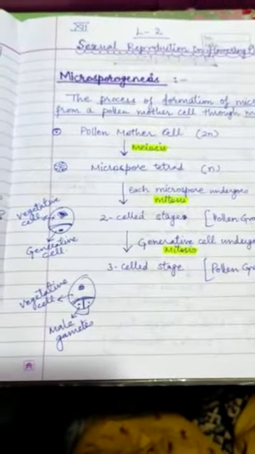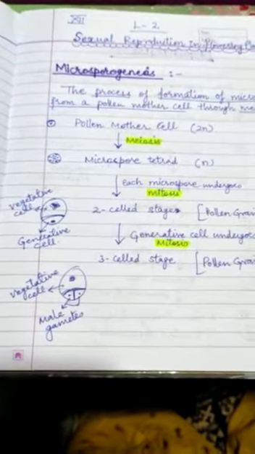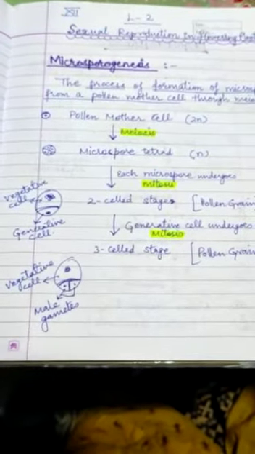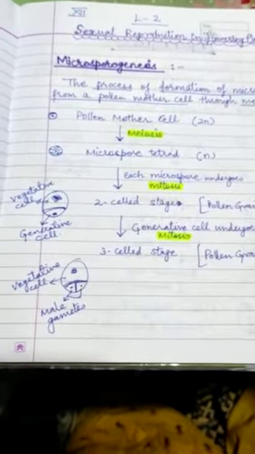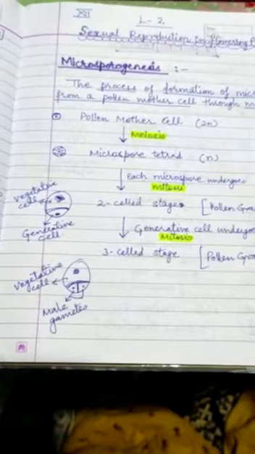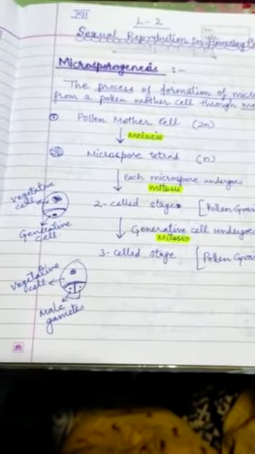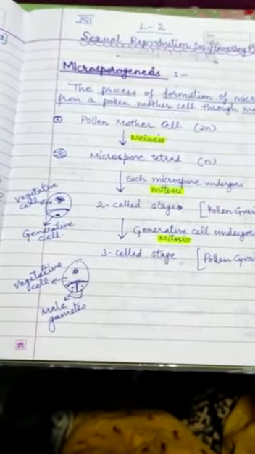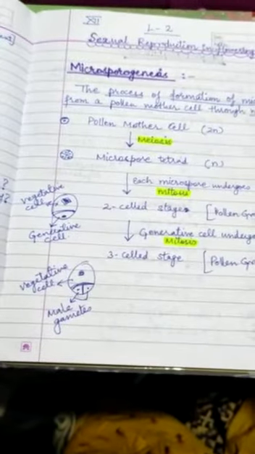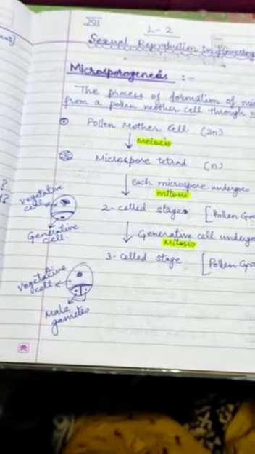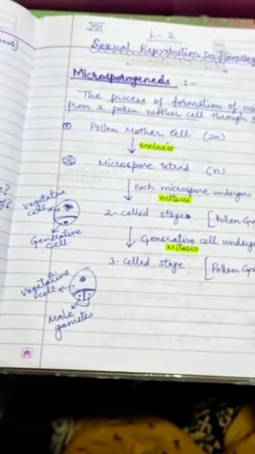As we have already discussed, microspore and megaspore, two types of gametes are there in flowers. Microspore means male gametes and megaspore means female gametes. Formation of microspore from pollen mother cell is called microsporogenesis.